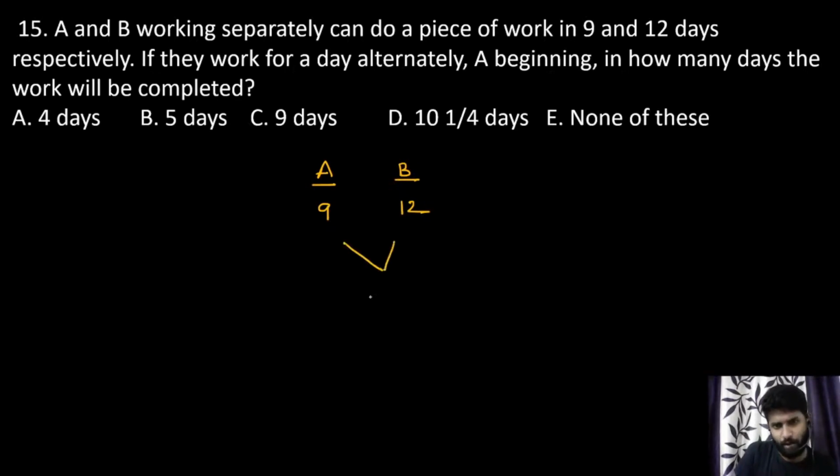Now see, the total number of units of work is equal to 36. 36 divided by 9 is exactly 4 units per day. 36 divided by 12 is exactly 3 units per day. So that is the information.